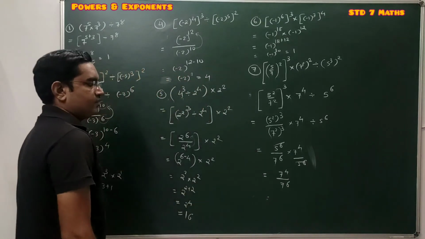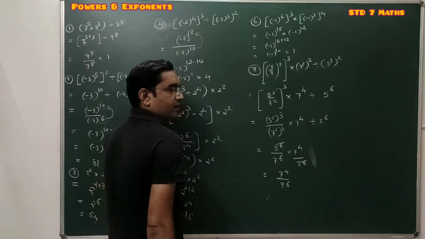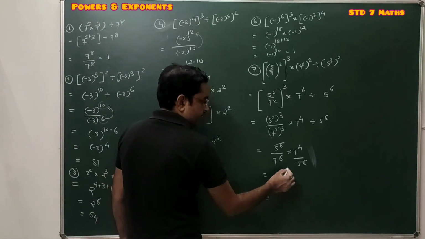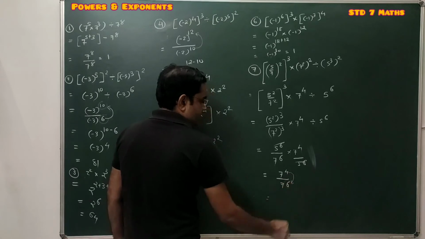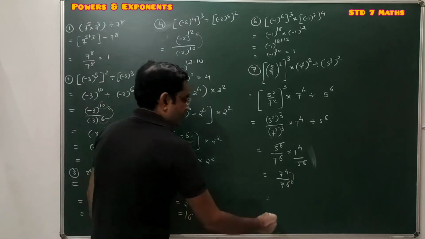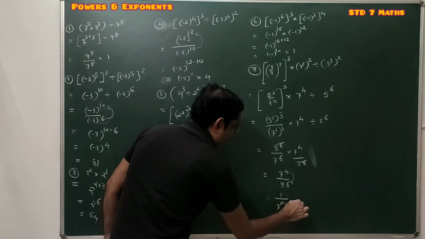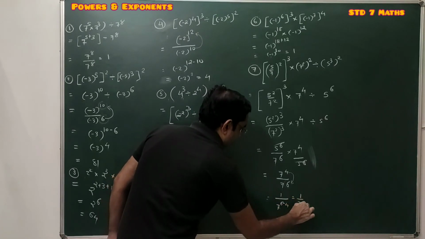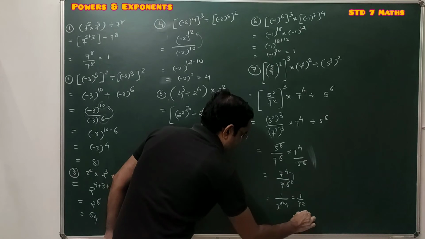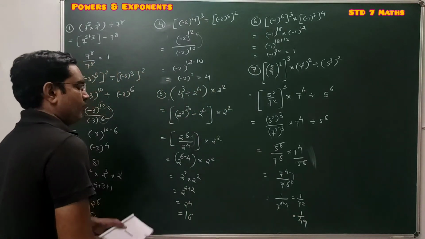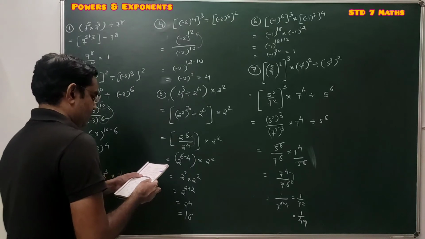These two numbers are in division having the same base, so we can perform the subtraction of powers. But here the power of the numerator is smaller than the power of the denominator, so we will perform the subtraction at the denominator. So it will be 1 upon 7 raised to 6 minus 4, which is equal to 1 upon 7 square. 1 upon 7 square is nothing but 1 upon 49. So 1 upon 49 is the answer. Clear, students?